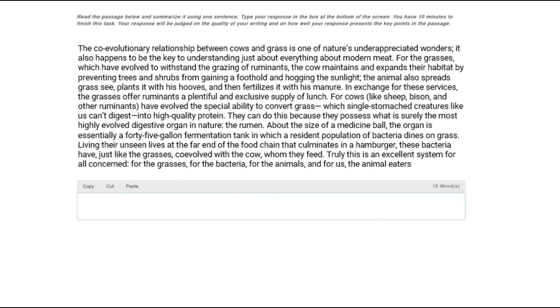The co-evolutionary relationship between cows and grass is one of nature's underappreciated wonders. The grass offers ruminants a plentiful and exclusive supply of lunch, while the cows have evolved the special ability to convert grass which single stomach creatures like us can't digest, and concludes by telling that grasses co-evolved with the cow whom they feed, and this is an excellent system for the grasses, for the bacteria, for the animals, and for us. So here I have not included some words as the word count was more than 70.